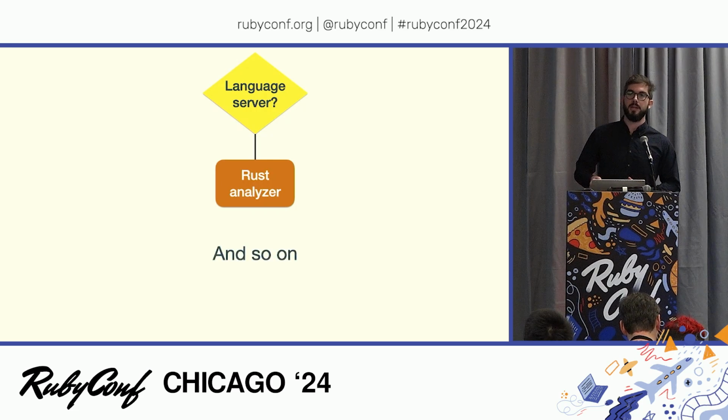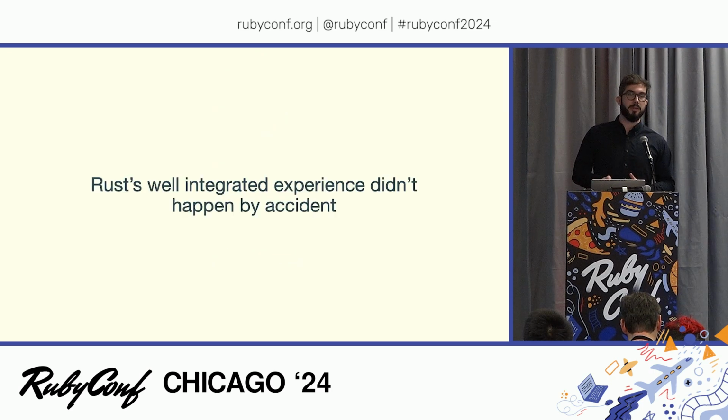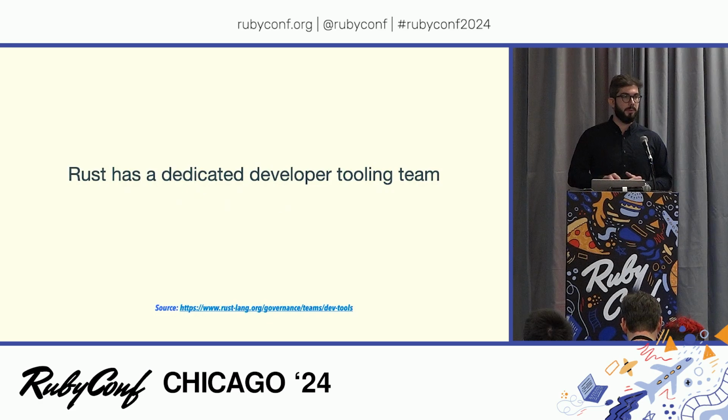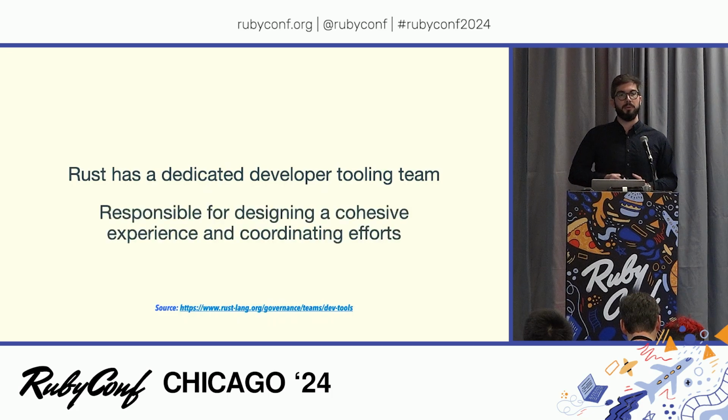And if we keep taking a look at any other category of tooling for Rust, the story here is always the same. But this well-integrated experience didn't happen by accident. Rust has a dedicated developer tooling team with several different subteams that are each responsible for those individual tools. And the overarching team is responsible for designing this unified, cohesive experience, and also for coordinating the efforts of all of the subteams so that they're all building towards that same direction.